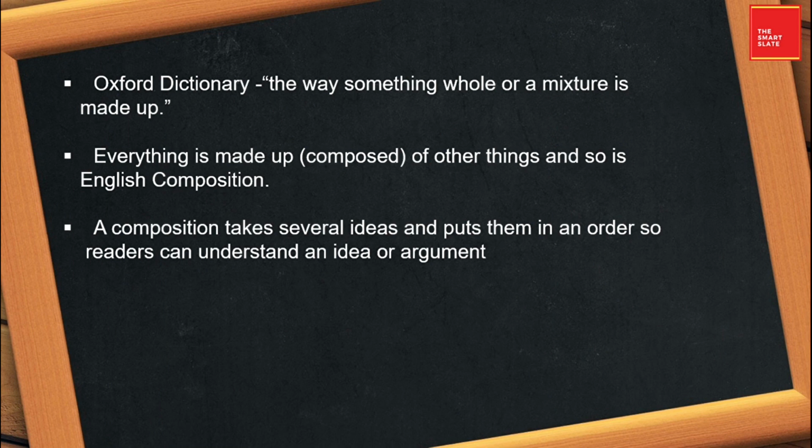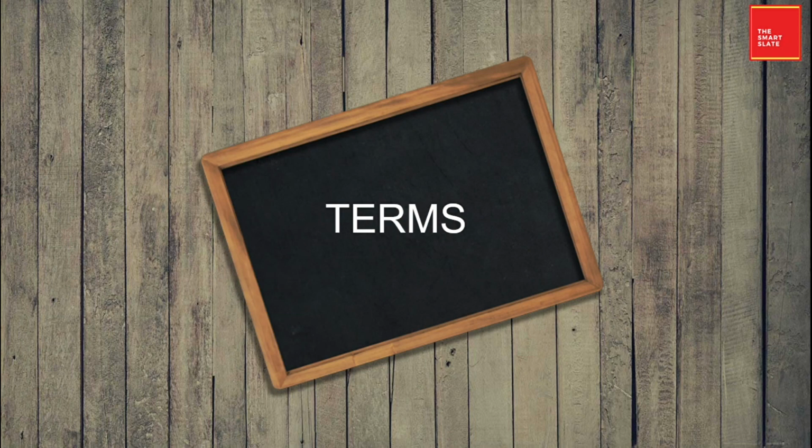Moving ahead to the meaning of composition, as per the Oxford Dictionary, it is the way something whole or a mixture is made up of. Everything is made up of or composed of other things, and so is English composition. When you add different ideas or arguments and a new product is formed, it is termed composition. A composition takes several ideas and puts them in order so readers can understand an idea or argument. Now let's look at the meaning of the few terms we discussed in the last slide.